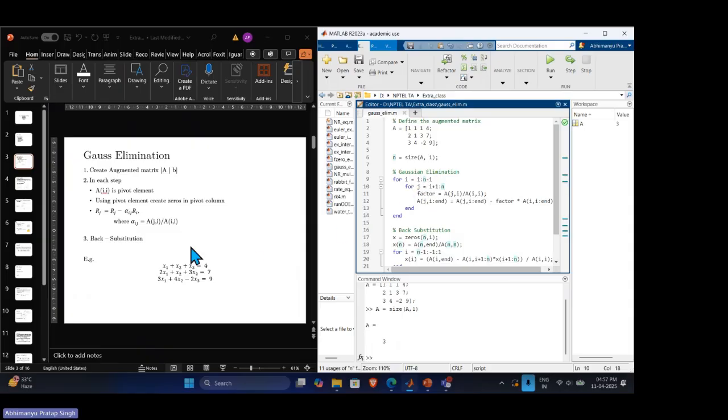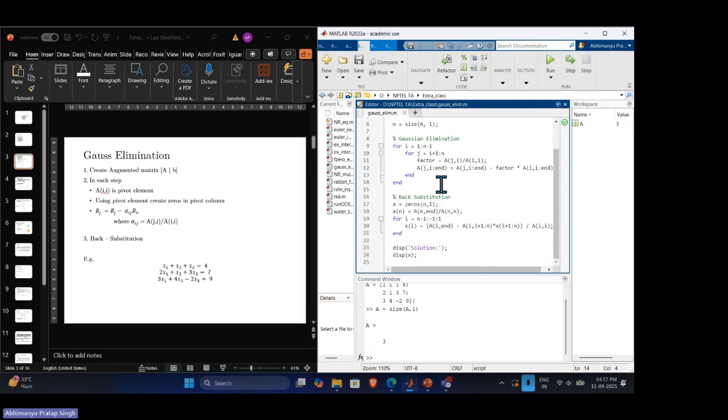So for i equal to 1, this is my pivot element, and this is the first row I'm concerned with. There are 2 rows below this, so this inner loop will run 2 times. For the second row, I have only 1 row below it, so this inner loop will run only a single time. I calculate this factor and then multiply all the elements of that row with this factor times the row above that.